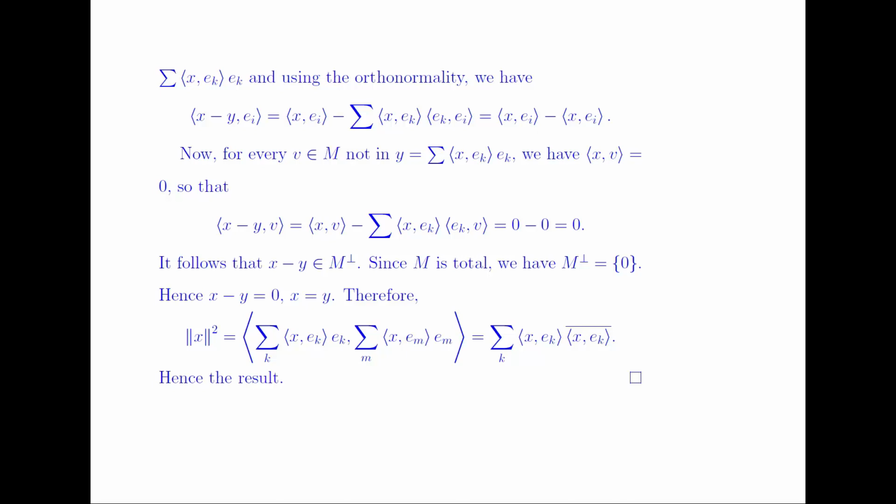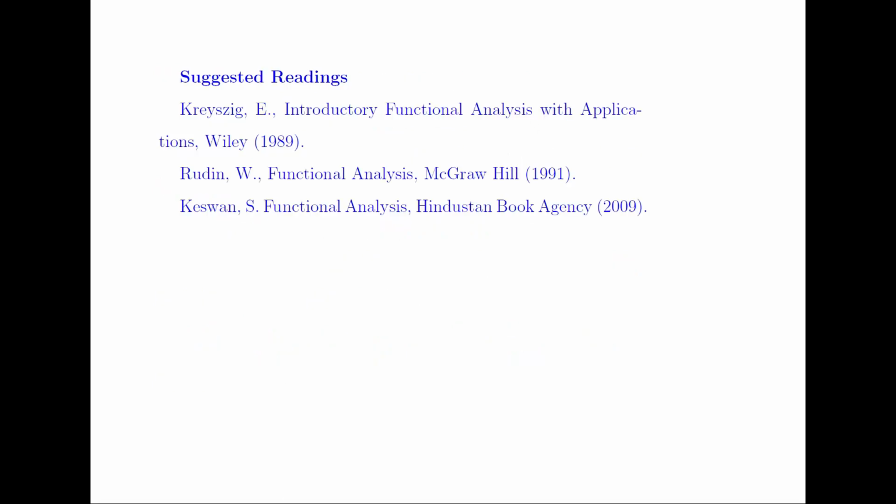Therefore we have the norm of x squared equal to the inner product of the summation of x comma e_k times e_k and the summation of x comma e_m, which is equal to the summation over k of the inner product of x comma e_k times the complex conjugate of the inner product of x comma e_k, which is equal to the norm of x squared, and hence the result.